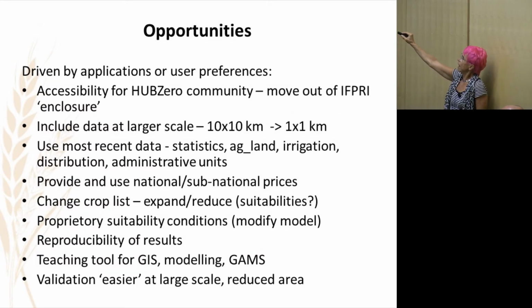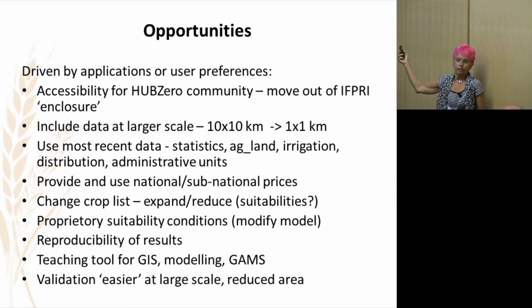The opportunities are driven, of course, by the applications and the user preferences. And one opportunity is to move SPAM out of the enclosure of IFPRI and making it available to the much larger community. You can also include data at larger scale. Right now we have roughly a 10 by 10 kilometer. If you have better resolution for your ag land, for example, or for irrigation, then that can be incorporated into the model at HubZero. You can use more recent data, more recent statistics than the one centered around 2005.